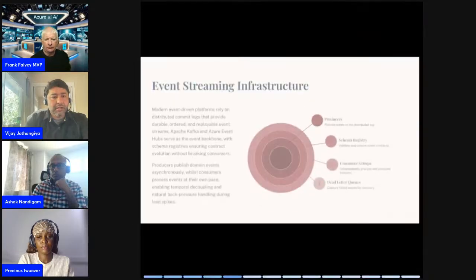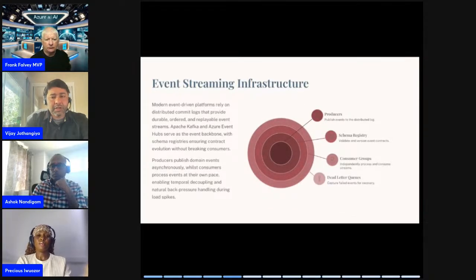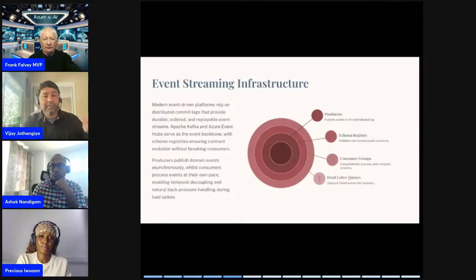If I move ahead, I'm going to talk more about how event streaming infrastructure works. At the center of this architecture, event streaming is the backbone. Technologies like Apache Kafka or Azure Event Hubs provide durable, ordered, and replayable event streams. A producer publishes a domain event, and consumers process them independently at their own pace. So it's not that you have to be online all the time. Once you are available, the events will be available to you. It's like fire and forget, and someone will read it whenever they are available, rather than synchronous messaging.